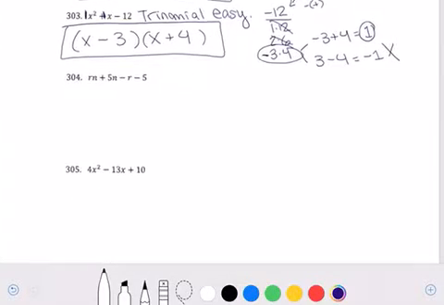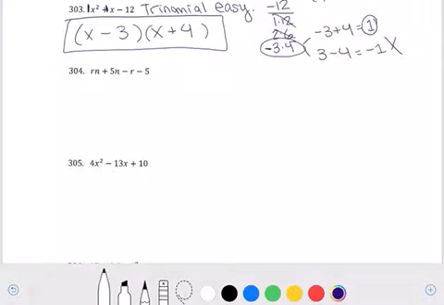All right, next one for 304. First thing I'm supposed to check for is a GCF. All 4 of those terms do not share a common greatest factor. So I'm going to then count the terms. I have 1, 2, 3, 4 terms. 4 terms tells me right away that I'm going to do grouping.